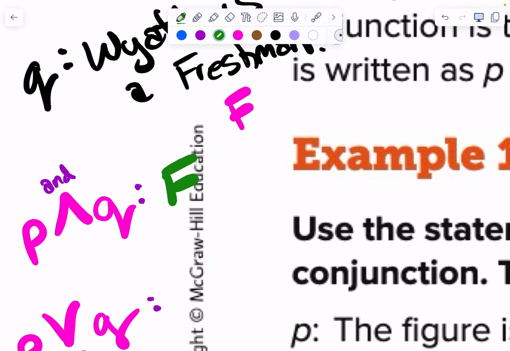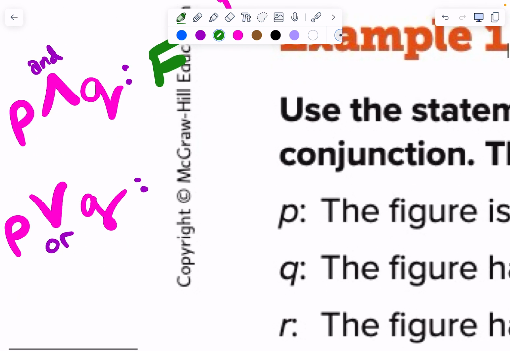Now, is it true that Wyatt plays football or Wyatt is a freshman? True, right? Wyatt plays football. So that fulfills the or. One or the other of those statements is true. Does that make sense? What if they are both true? Okay, if they're both true, double bonus, then it's true. What if they're both false?